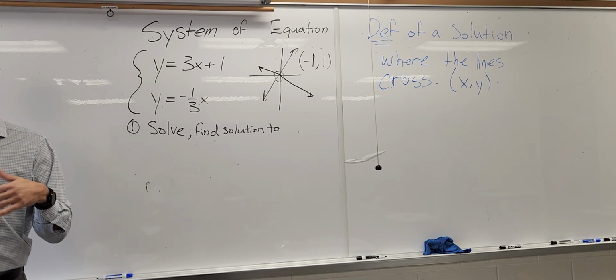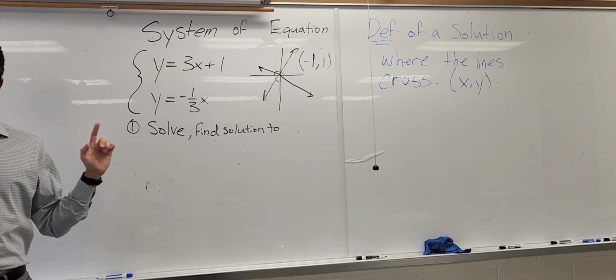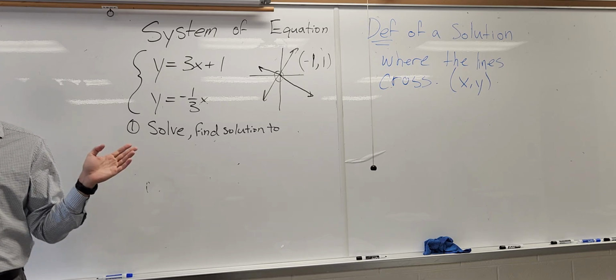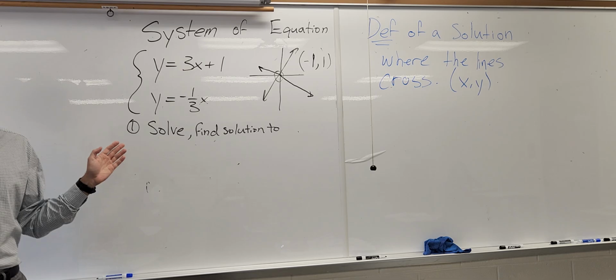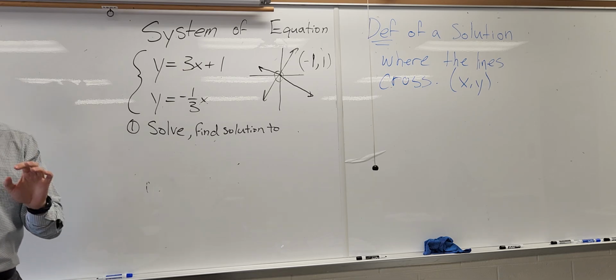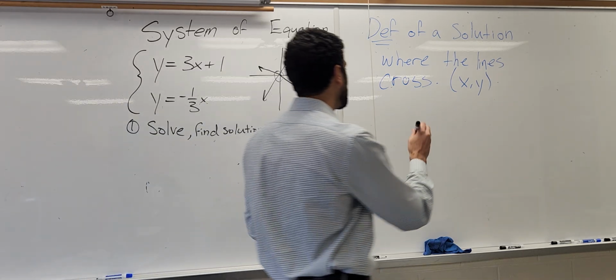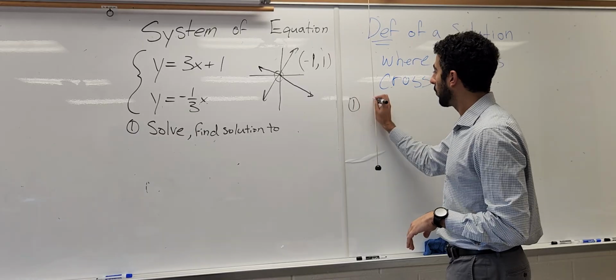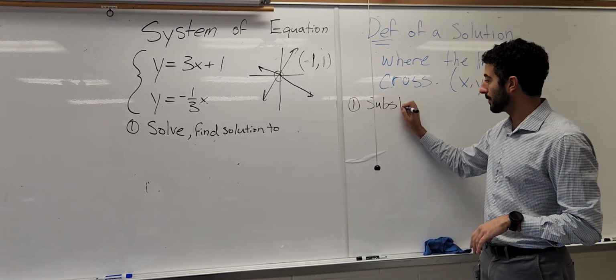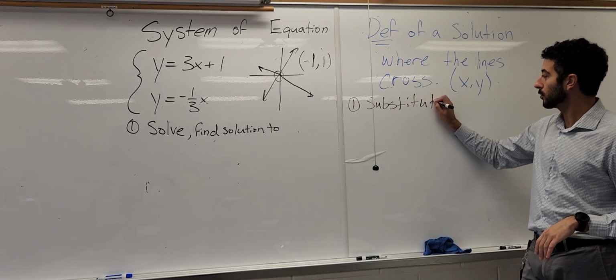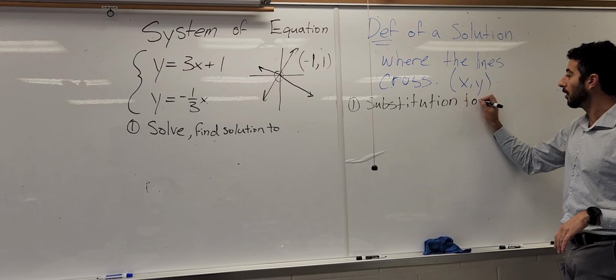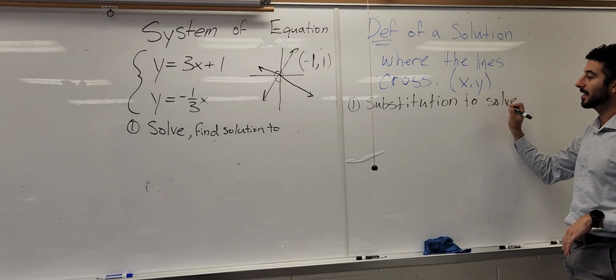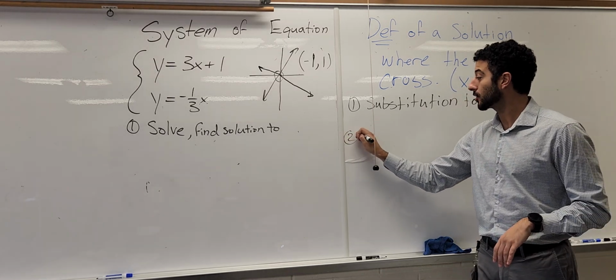So we now know one way to find a solution to a system. What is the one way we just discussed? Graphing, awesome, we're paying attention. The other way is called substitution. There are actually two methods to solve it algebraically. One is called substitution, one is called elimination. So substitution, we're going to discuss that today. And the other one is elimination.